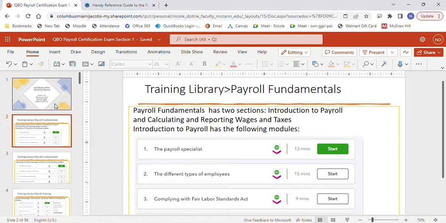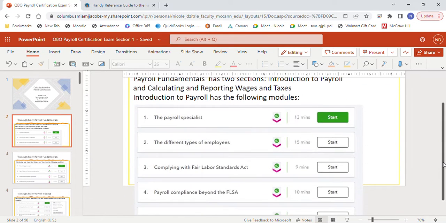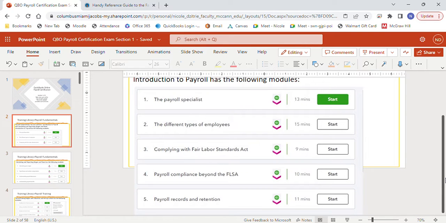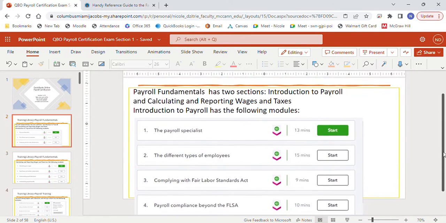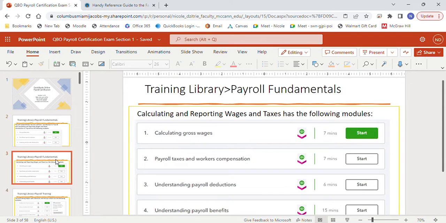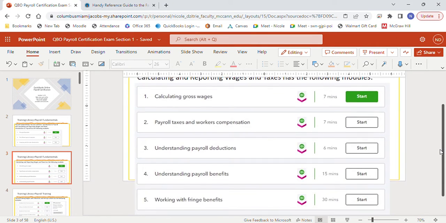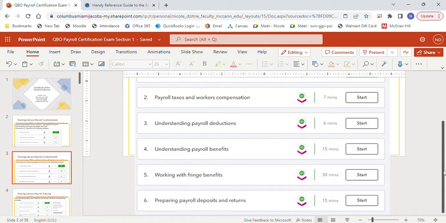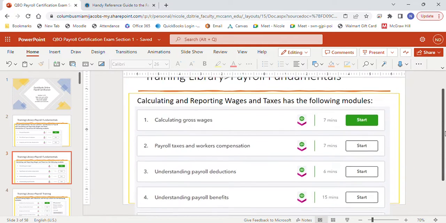And then the Intro to Payroll has the following modules: the Payroll Specialist, the different types of employees, complying with the Fair Labor Standards Act, payroll compliance beyond the FLSA, and payroll records and retention. So this is basically what you're going to see in sections 1 and 2. Maybe some of them might sprinkle into 3. The other one is Calculating and Reporting Wages and Taxes, and that's calculating gross wages, payroll taxes and workers' compensation, understanding payroll deductions, understanding payroll benefits, working with fringe benefits, and preparing payroll deposits and returns.